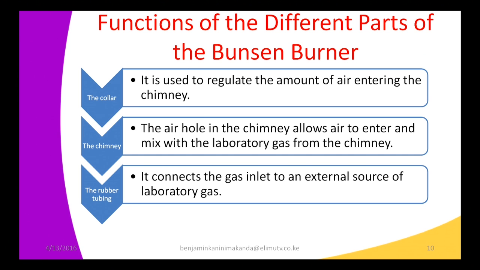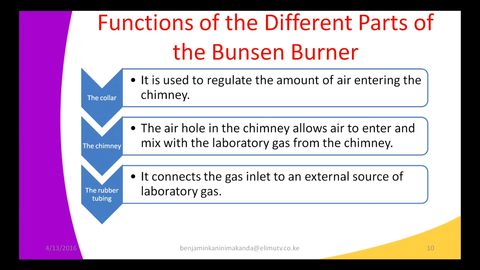The barrel contains an air hole in the chimney that allows air to enter and mix with the laboratory gas from the chimney. Just like the collar, it also has an air hole that allows air to get in and mix with the laboratory gas from the chimney. The lab gas therefore mixes with the air, and when it is ignited, it burns, and that burning is what we call combustion, which leads to the production of heat. That heat that we are able to see, we identify as a flame, because the two mixtures burn to give us a product that has some heat, which is a flame.